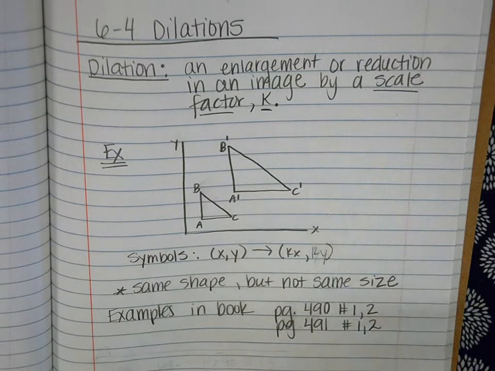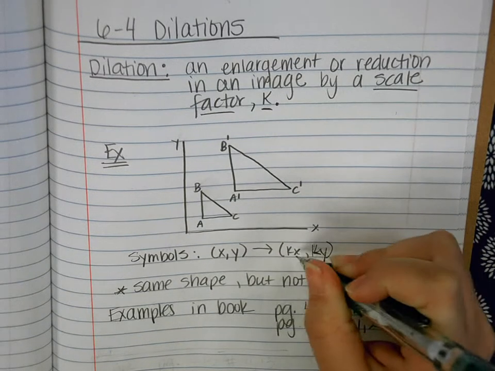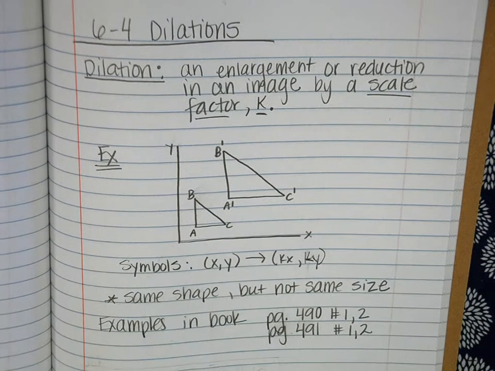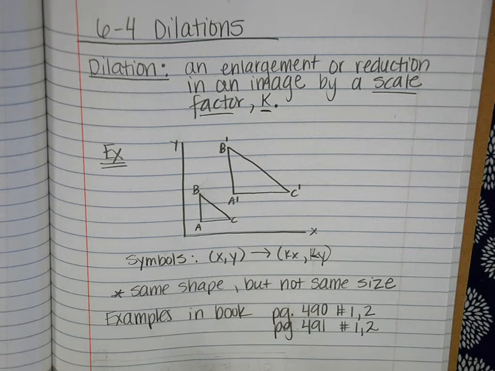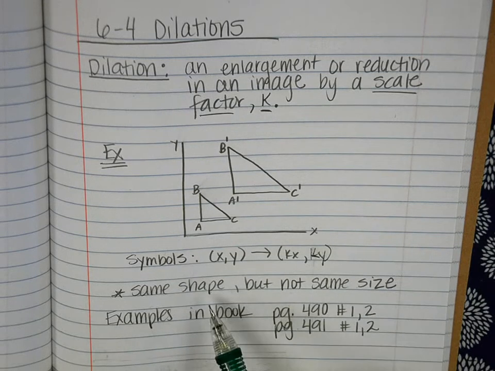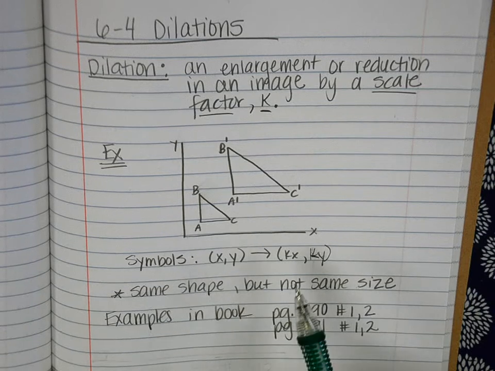Okay, the symbols, this k right here, kx, comma, ky, that's the scale. So if it increased by times 3, then there'd be a 3 there. So we will get the same shape, but not the same size. Does anyone else know what would be the same other than the shape? There's something else that would be the same.